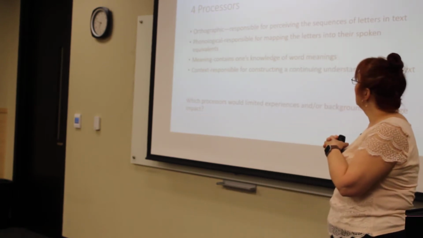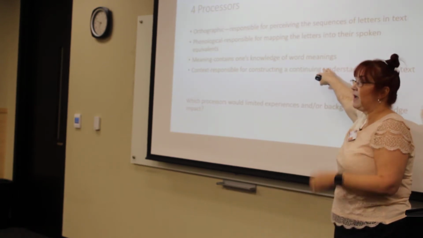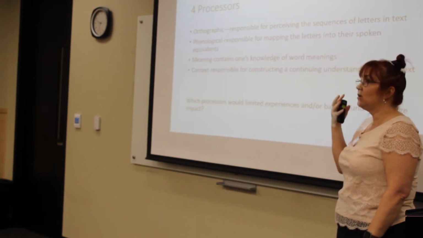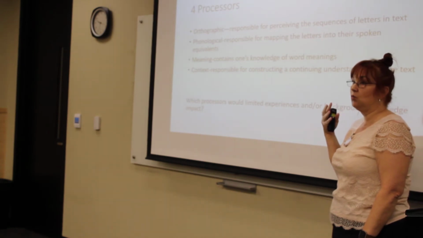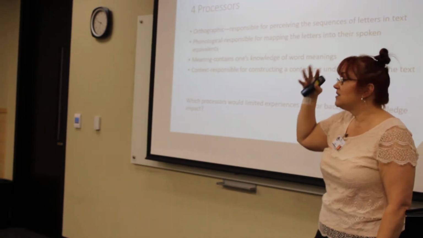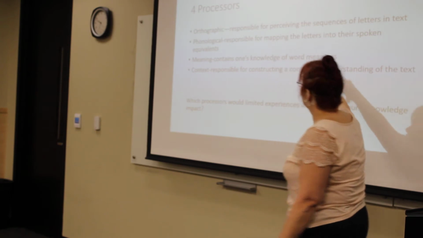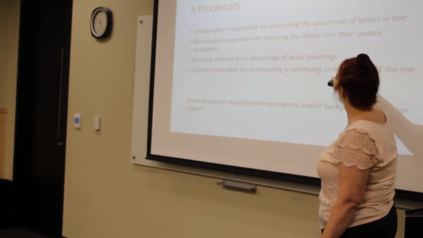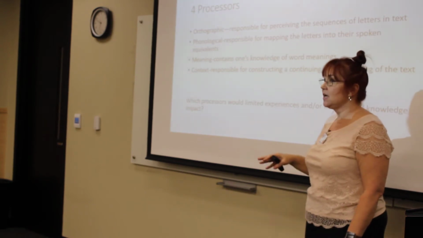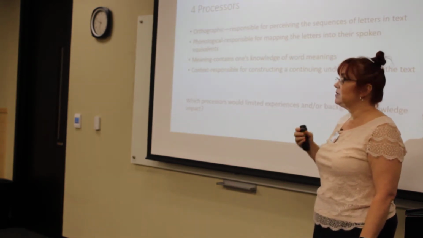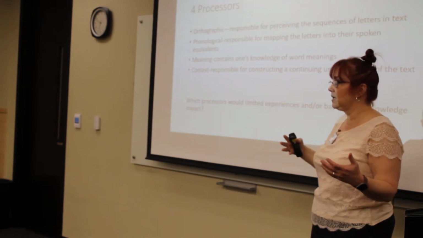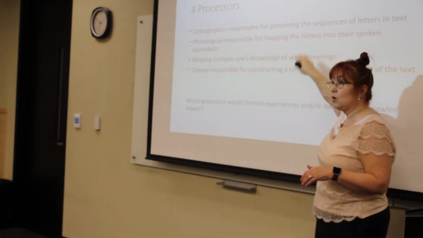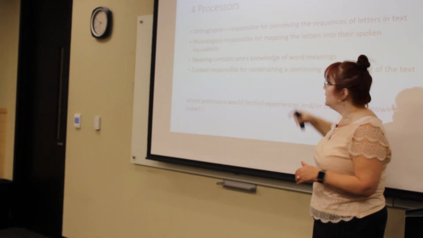Meaning contains one's knowledge of the word meanings. Back to what James was talking about, the schema in the brain. You already have schema for dog, for example. When you read something about a dog, you're activating that schema in your brain. So that's your meaning processor. And then context is responsible for constructing the continuing understanding of the text. So if I'm reading a sentence but I don't know the context in which it's placed, I don't know how to interpret it. So context is one of the 4 important processors when you're reading.